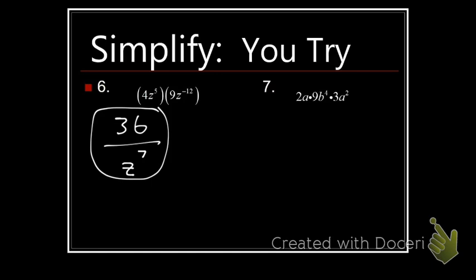All right. You guys try number 7. Go. Okay, Bryce, what do you think? So first of all, what's 2 times 9 times 3? 54. Keep it going. I agree. You okay still? All right, keep it going.